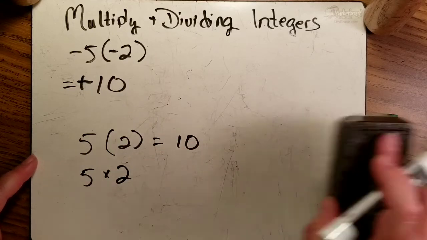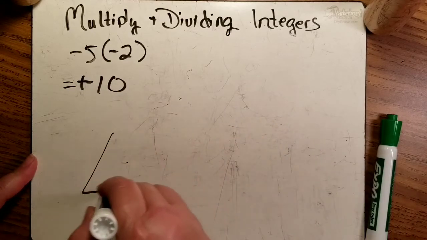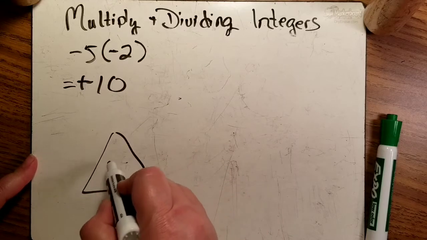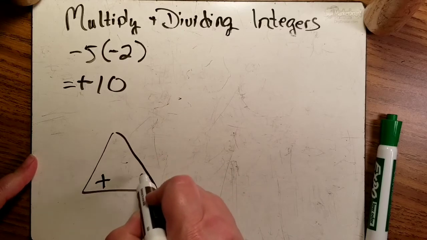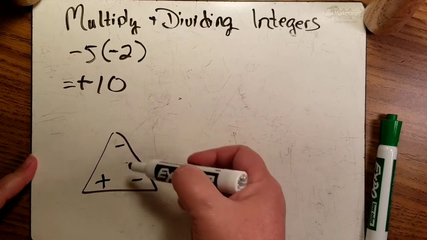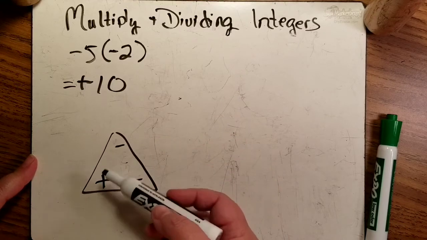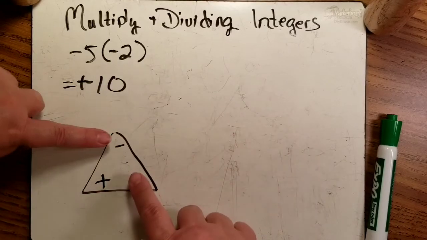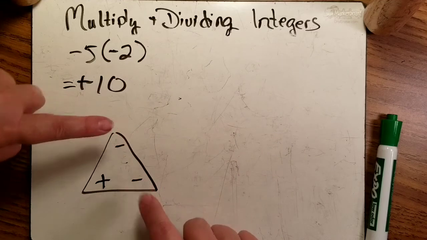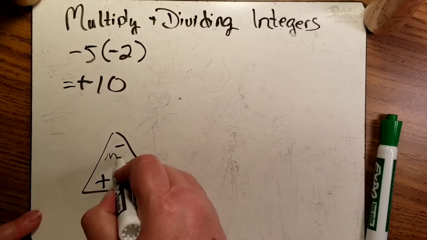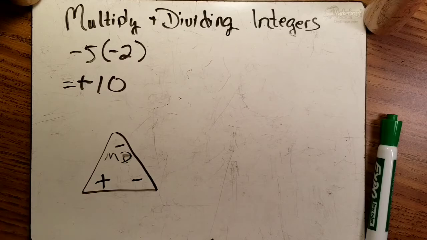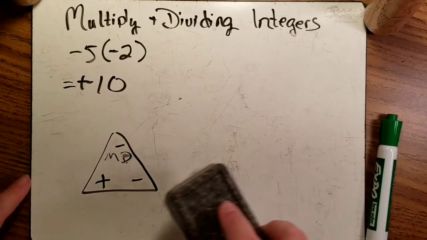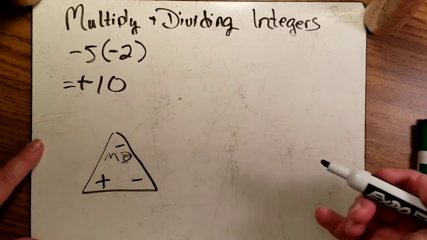Another way of remembering that, a little trick, is if you've got a triangle, anytime you have two negatives, you're going to end up with a positive. So a negative times a negative, you cover them up and you end up with a positive. This only works for multiplication and division. So make sure if you use the triangle, make sure you put the MD inside of it. Now it works with the same thing as division.